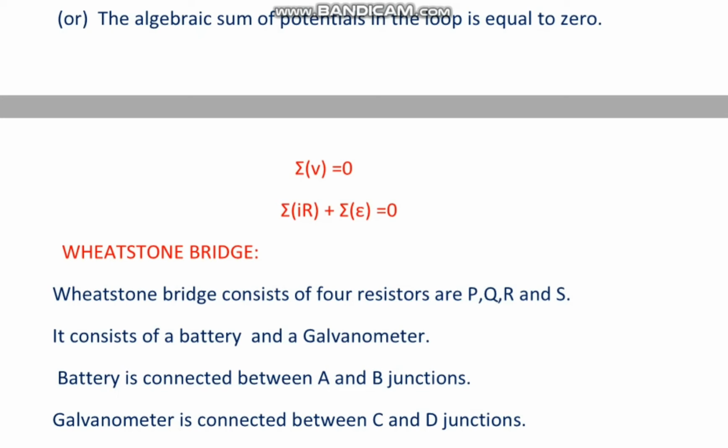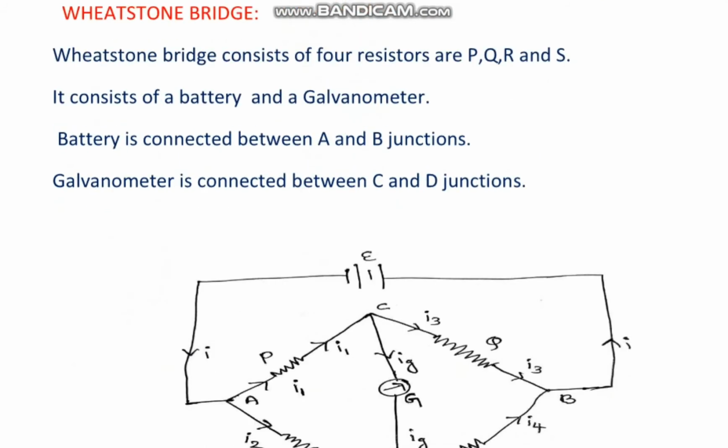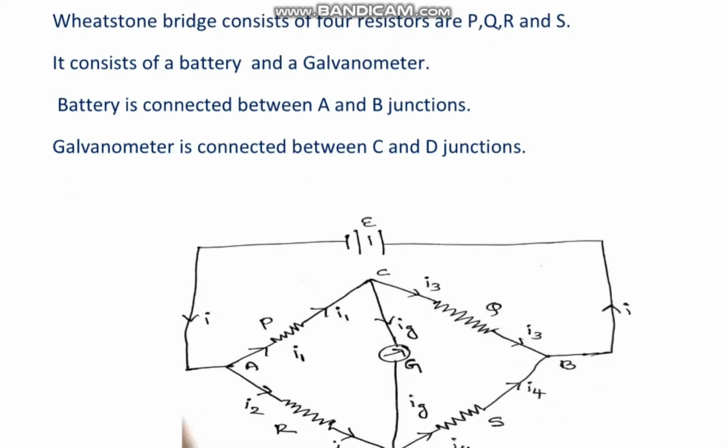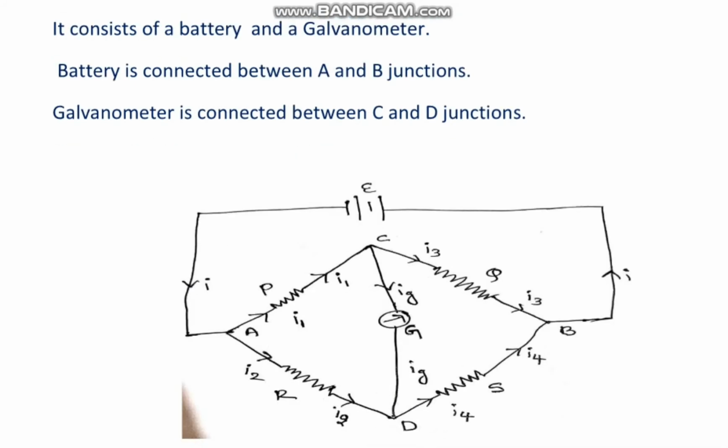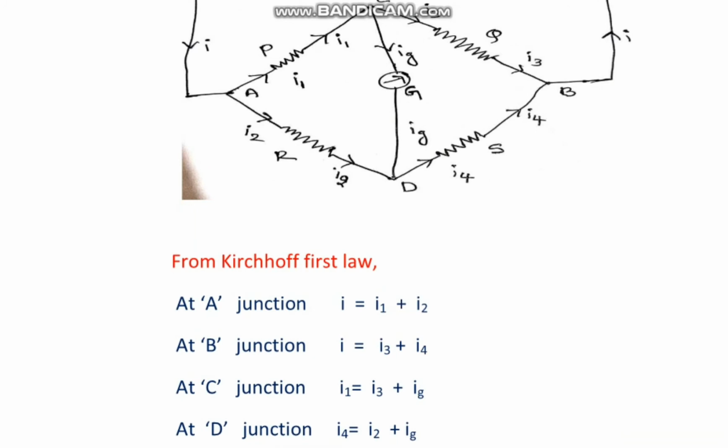And next, we can write about the Wheatstone bridge. The Wheatstone bridge contains 4 resistors, P, Q, R, S, and it consists of a battery and a galvanometer. The battery is connected between the A and B junctions. The galvanometer is connected between the C and D junctions. When we observe the diagram, A, B, C, D are the junctions and P, Q, R, S are the resistors, and between A and B we connect a battery or cell, and between C and D we connect a galvanometer G.